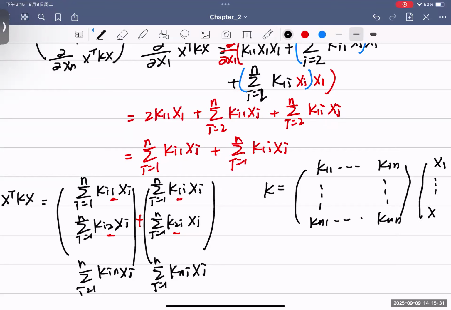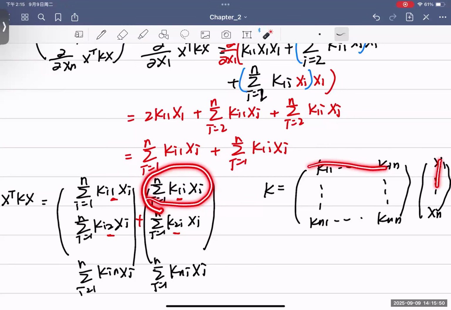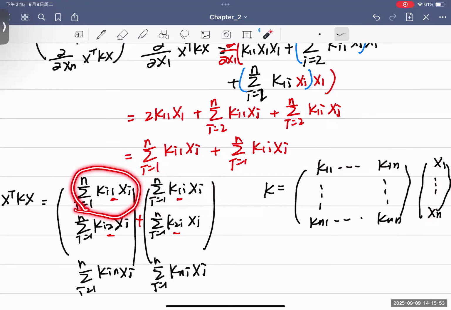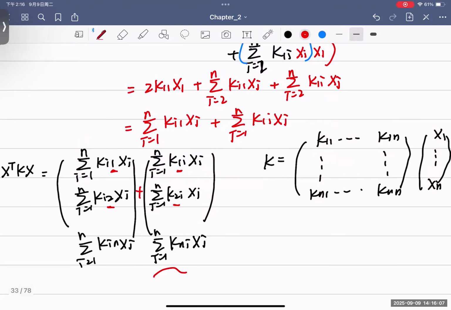x1 to xn. So we can easily find once we want to use the k times x, so this value times this value, it stands for this term. So this is the k, the first row times this one. And what is this value here? Is the first column times this value. So also for the second one, it's the second row times this value. So it's not hard to imagine that the second term is k times x.